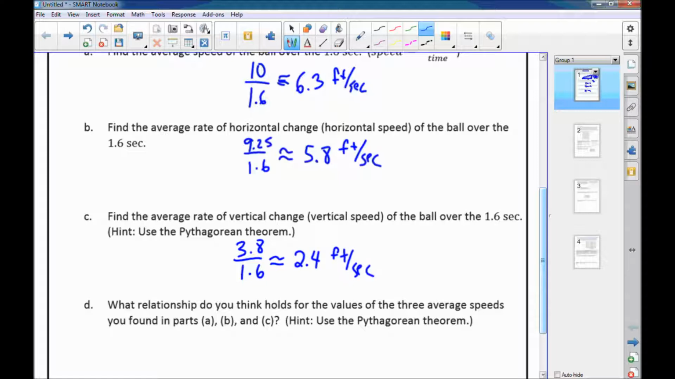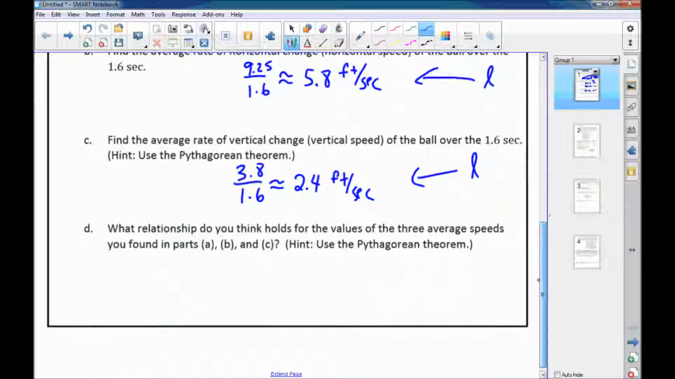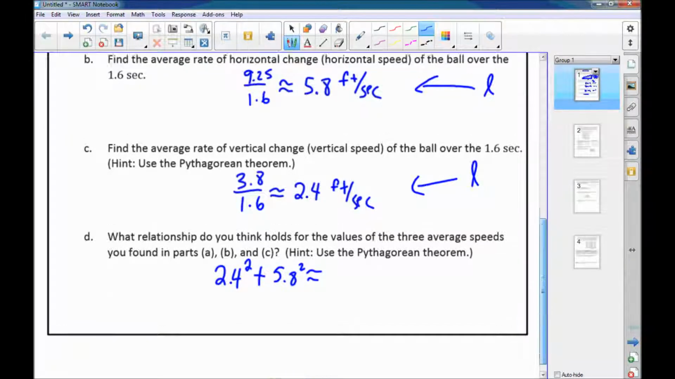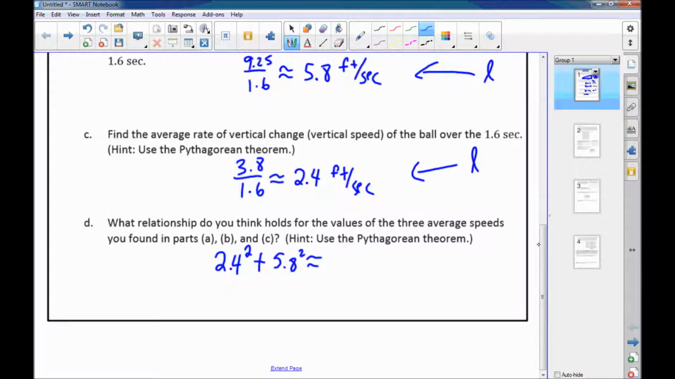All right, so what relationship do you think will hold for the values of the three average speeds you found in parts A, B, and C? And our hint, once again, is to use the Pythagorean theorem. So we knew that this was the speed for the hypotenuse, and these were the speeds for the legs. Okay, leg 1 and leg 2. So let's see if that works for the Pythagorean theorem, or about works, because we rounded all of these answers. So we want to check, is 2.4 squared plus 5.8 squared about equal to 6.3 squared? And we'll know if that Pythagorean theorem relationship holds for the speeds also.